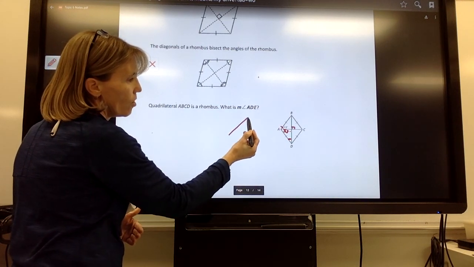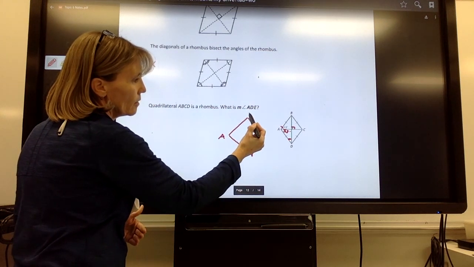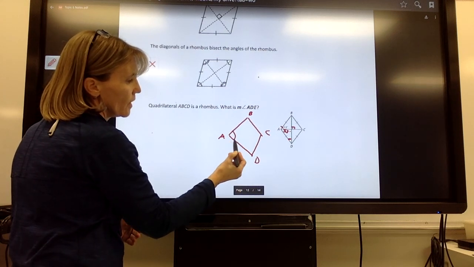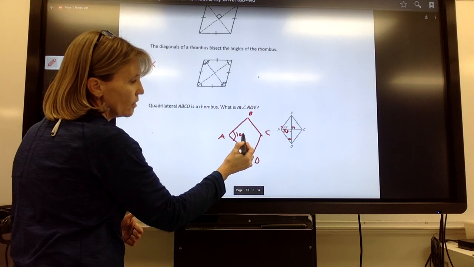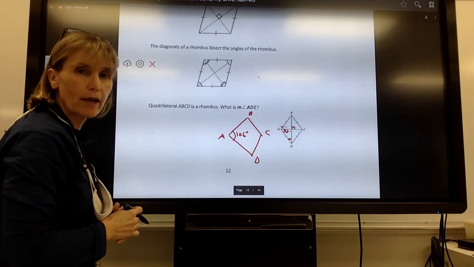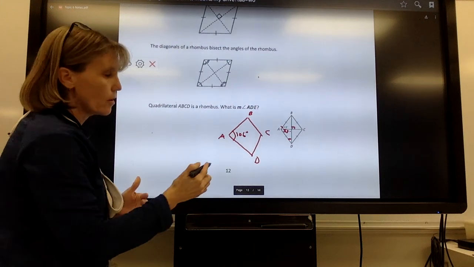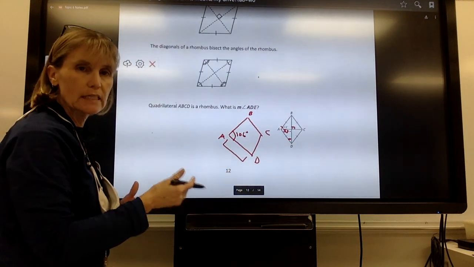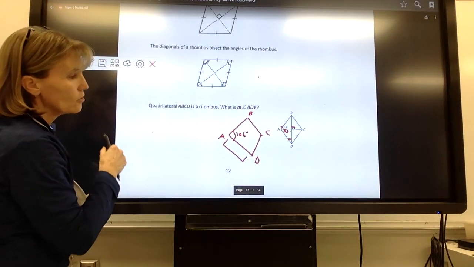So I'm going to redraw that rhombus. This is A, B, C, and D. If I take the diagonals out, 53 plus 53 is 106 degrees for that full angle. And if a rhombus is a parallelogram, then I know that these two angles are going to be supplementary. They're consecutive. So what do I have to add to 106 to get to 180?